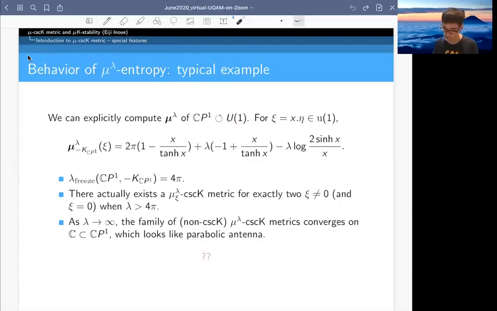So first, when lambda is less than or equal to 4 pi, the mu lambda cscK metric looks like a sphere, but when lambda exceeds 4 pi, the metric looks like an egg, and it eventually converges to a parabolic antenna somehow. I don't know why this converges to a parabolic antenna, but the actual calculation shows this.